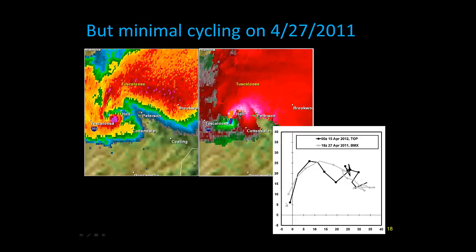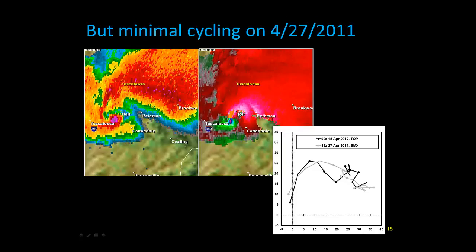But what I did next then is plot the soundings from both days, the Topeka one last year, and then Birmingham 18Z from the outbreak on April 27th. And I didn't do any translating. It's just simply the ground-relative winds. And you see the soundings actually match up quite well. They both have quite strong low-level shear.